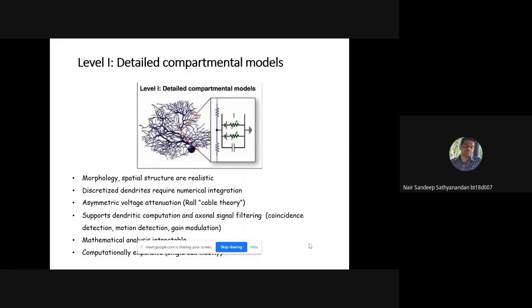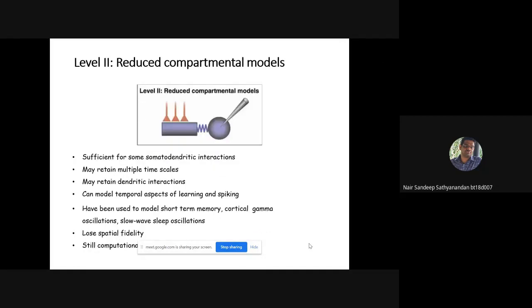If you are looking at modeling a whole brain or behavioral aspects, this detailed level of modeling will consume too much time, and we may lose a lot of behavioral details in between. So let us look at another level of modeling, level 2, the reduced compartmental model. Here we are reducing some of the complexity, but it is sufficient to showcase some of the somatodendritic interactions. It will retain the multiple time scales and the dendritic interactions.